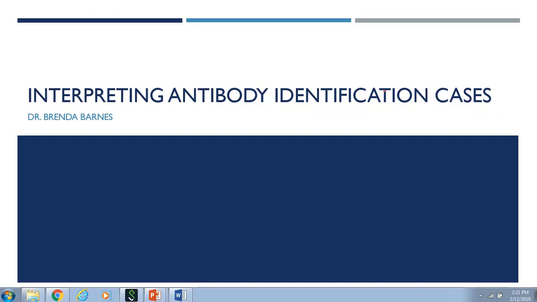So this is an extra resource to help you see how we critically think and use information to solve antibody identification cases. And this presentation will match your homework so that it can help you work through a problem if you've never seen anything like this before. So let's go ahead and move on to the next slide and get started.